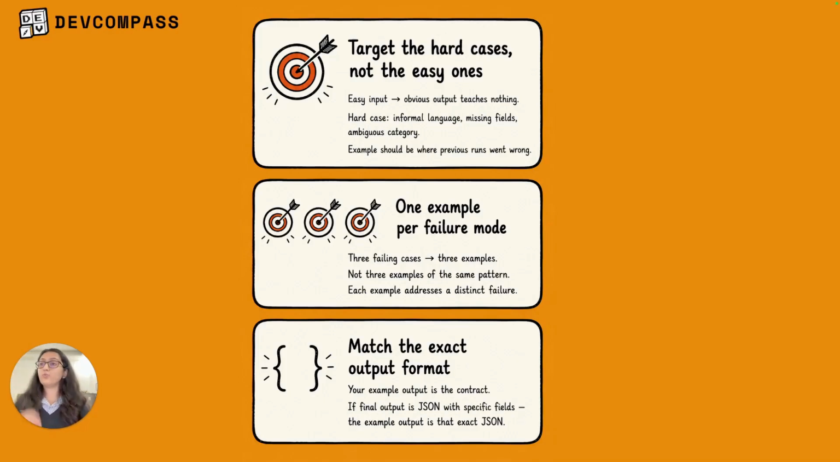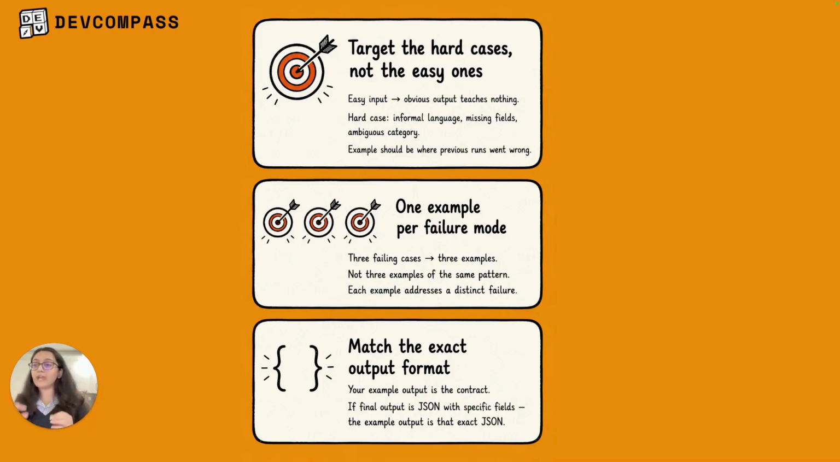Second one is one example per failure mode. If you have 3 cases where the extraction is failing, informal language, missing fields, ambiguous category, write one example for each. 3 targeted examples addressing 3 different failures, not 3 examples of the same pattern. So each example will address a distinct failure.